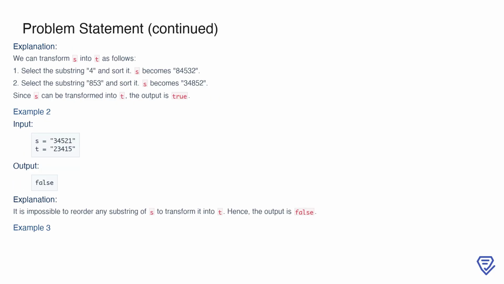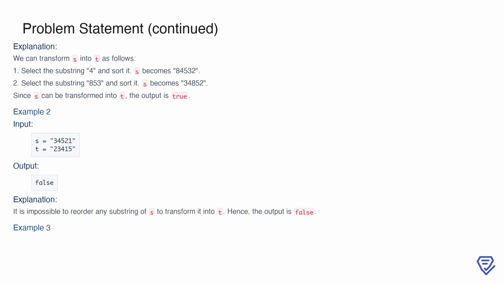To understand how the transformation works, consider the first example where s is 84532 and t is 34852. To transform s into t, you can start by selecting the substring 4. Sorting it doesn't change s, so it remains 84532. Next, choose the substring 853 and sort it. This results in 34852, which matches t. Since we successfully transformed s into t, the output is true.